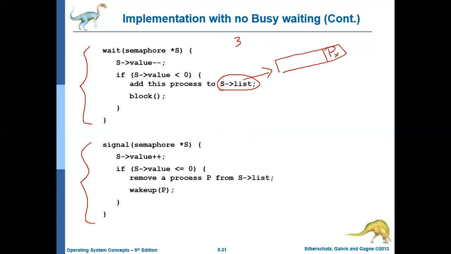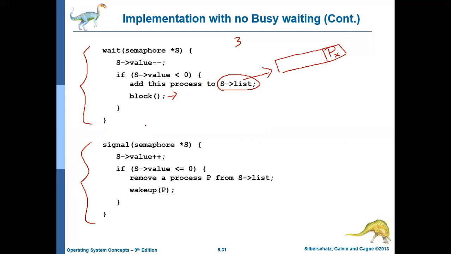So instead of busy waiting, instead of making the process spin lock there, we are adding that particular process to the waiting queue. It will be waiting there until the value becomes equal to 0 or greater than 0, and then you call block, which means it is now blocked, so it cannot enter the critical section.